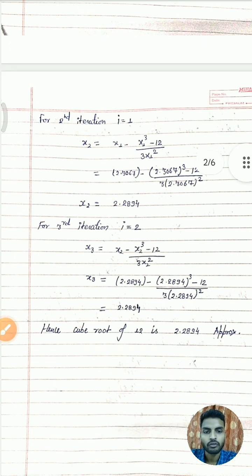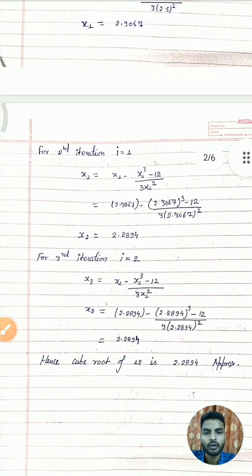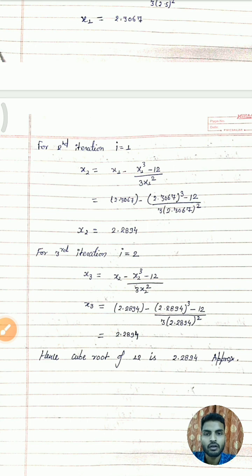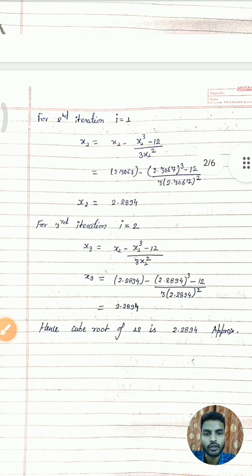For the third iteration, i equals 2, x3 equals x2 minus (x2 cube minus 12) upon 3 x2 square, equals 2.2894 minus (2.2894 cube minus 12) upon 3 times 2.2894 square. After solving the equation, we find the third iteration value is 2.2894, and the cube root of 12 is approximately 2.2894, because the second and third iteration values are approximately 2.2894.